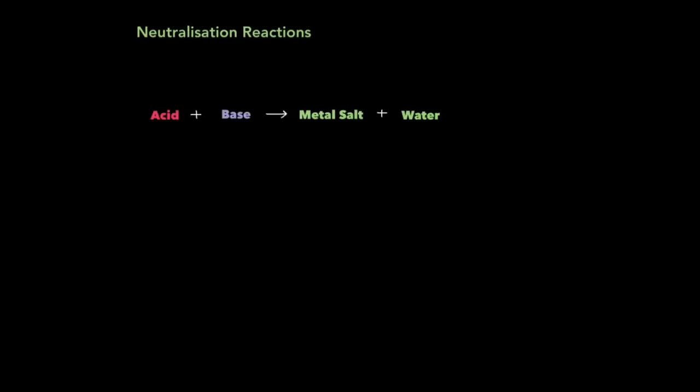So now let's look at neutralization reactions in more detail. Here's the basic formula. If we add an acid with a base, we will produce a metal salt and water. Both these substances are neutral. That's why it's called a neutralization reaction. They both have a pH of 7.